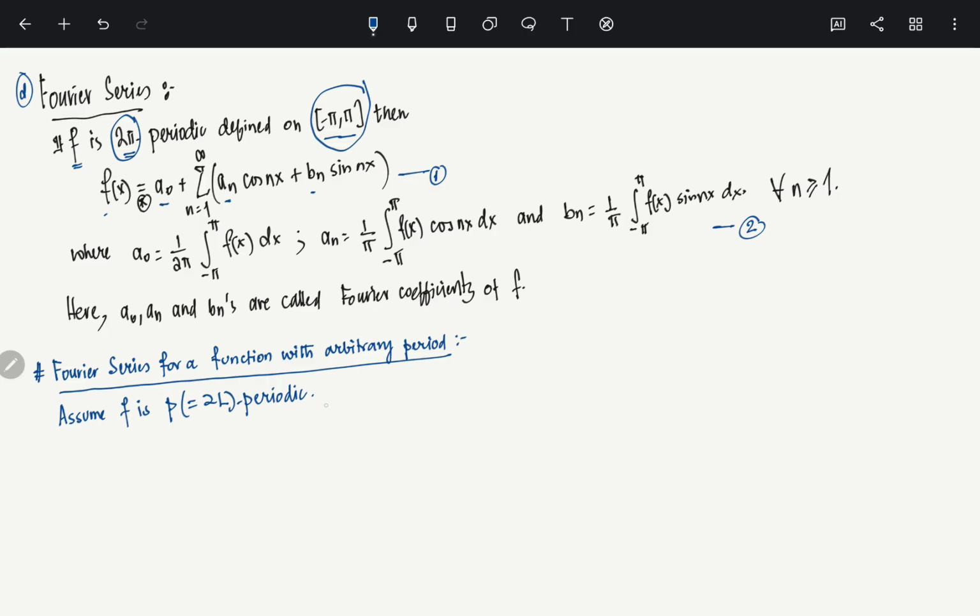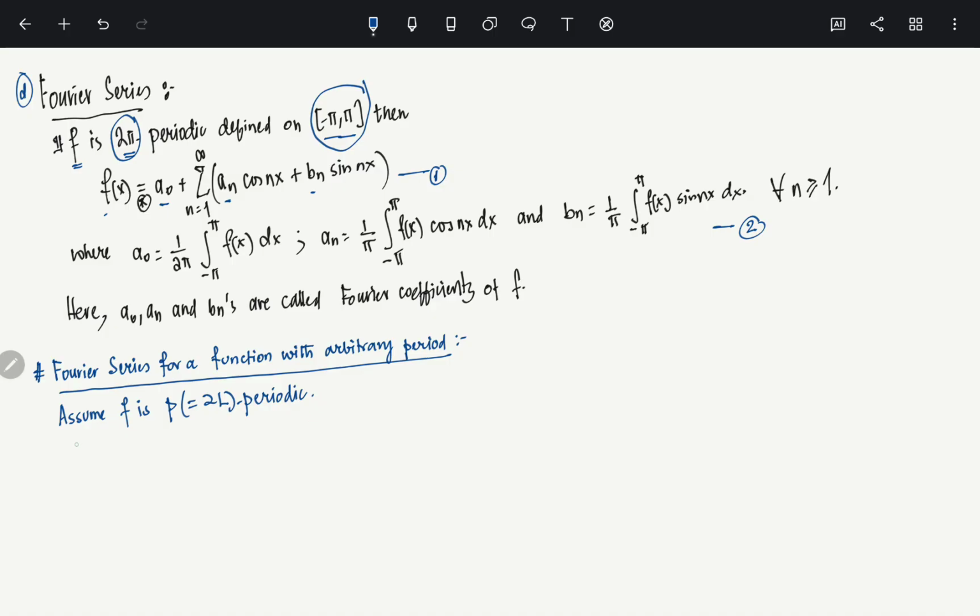Essentially we know how to deal with functions which are of 2 pi period, right? So how do you work with a function f which is 2l periodic? For now we just assume it to be 2l periodic, and then we will use our earlier knowledge for this. So let's see what we do.